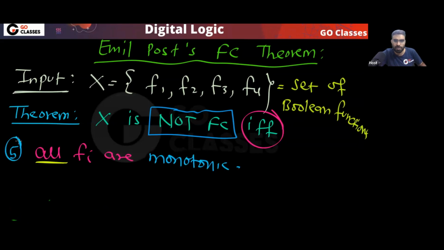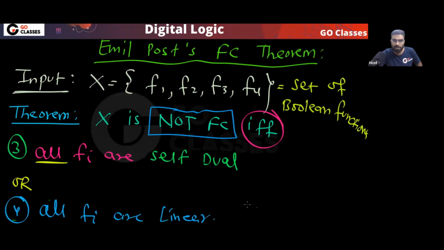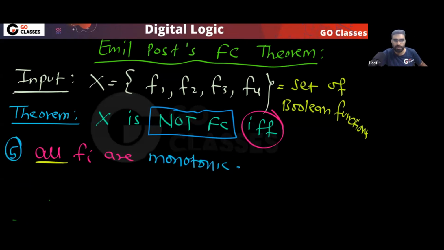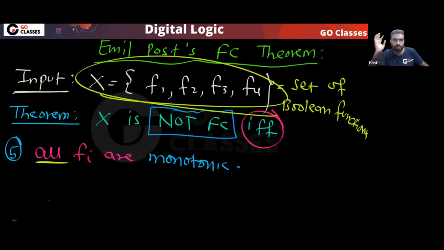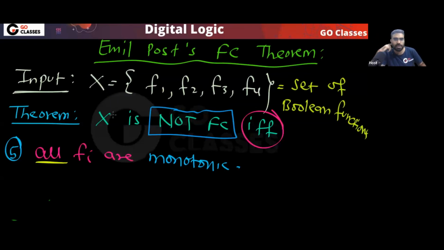Please let me know. I hope you understood. So remember, there are five points. If all functions are zero preserving, you can say X is not functionally complete. If all are one preserving, you can say X is not functionally complete. If all are self-dual, you can say it is not functionally complete. If all are linear, you can say it is not functionally complete. If all are monotonic, you can say it is not functionally complete.